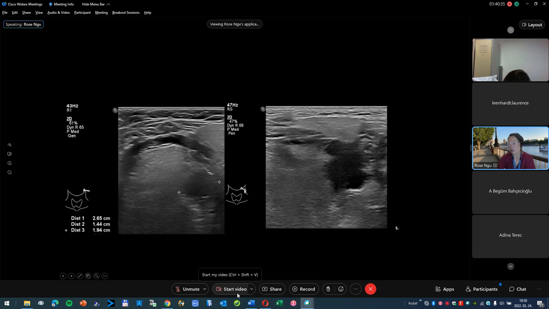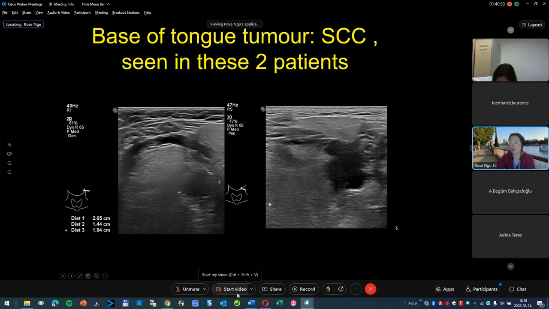Okay. And here, looking again on that side, this is where the tonsil should sit and the base of the tongue. You have something irregular, very similar to the thyroid. Anything irregular, enlarged and not looking normal, you must think of, could it be cancerous? Okay, so this is a base of tongue tumor, SCC, seen in two different patients.